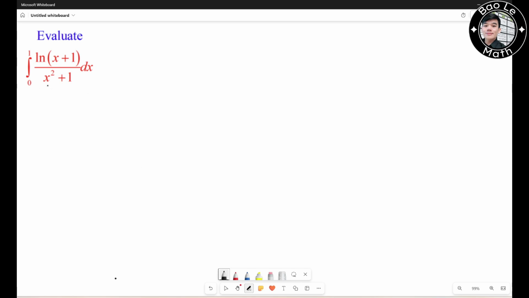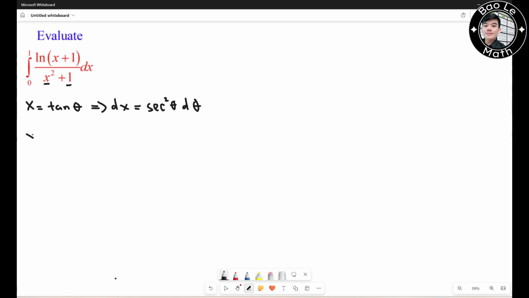Alright, so we observe that x squared plus 1 right here tells us that we need to use substitution. So we're gonna let x equals tangent theta. We take the derivative of both sides, so dx equals secant squared theta d theta. Now we need to change the lower and upper bounds to the new ones.